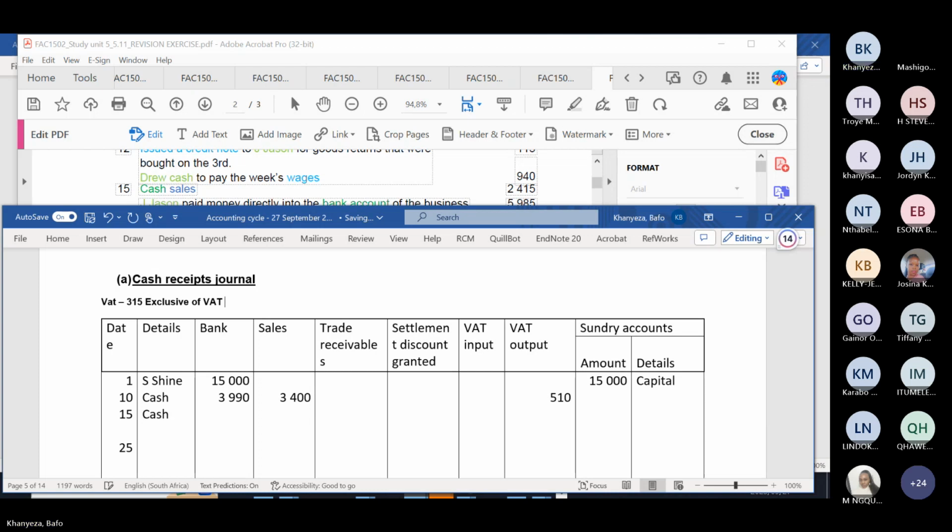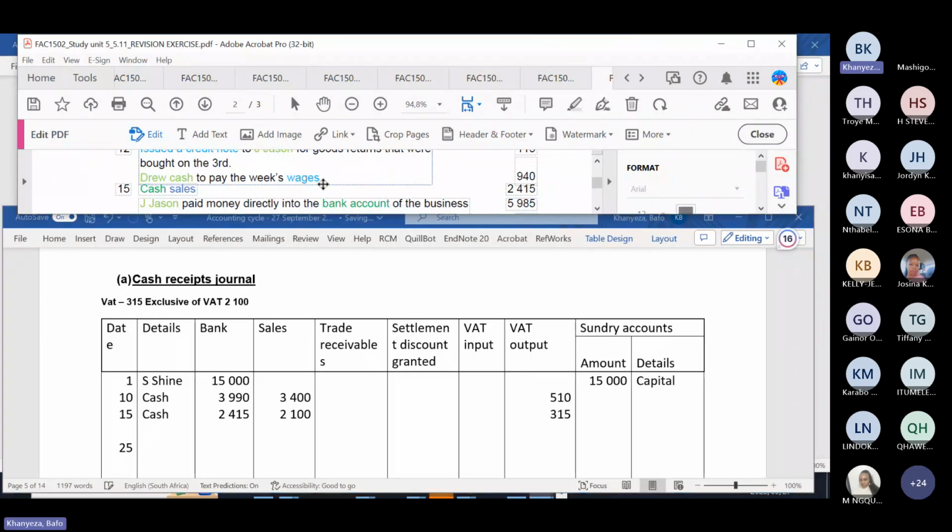So we are taking 2,415. Output VAT is going to be 315. I've shown it, even though it's not detailed calculations. And then sales is going to be 2,100. These are repetitive, so if you don't catch this, you'll catch on the next transaction.